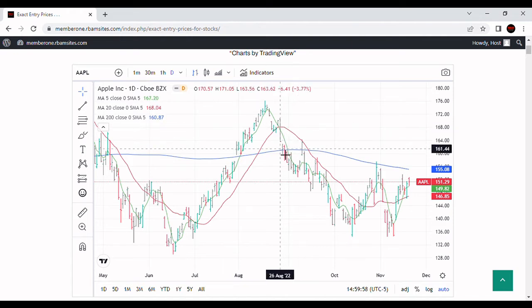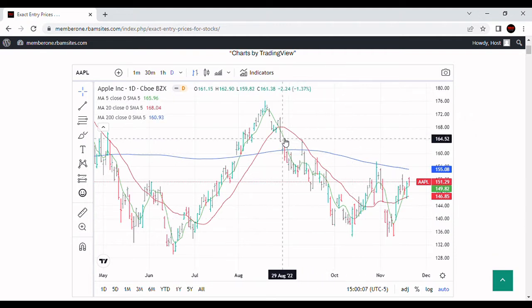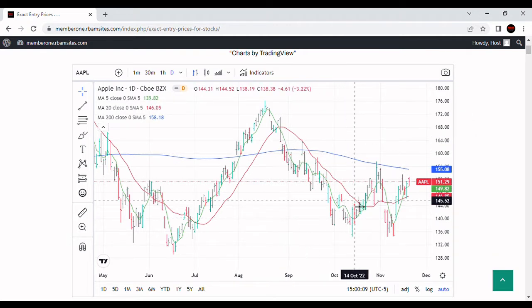You can program that to a computer. You don't even have to guess. So you see what happens once it got out? It essentially went all the way down here to October 13th. That price decline was $163 all the way down to $134.